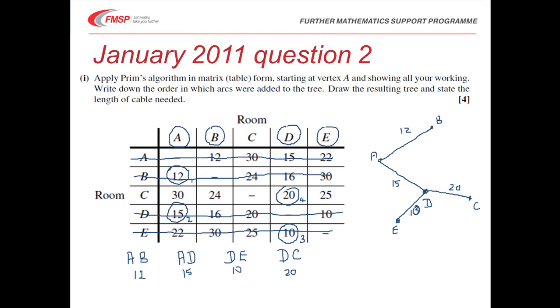So it said, apply Prim's algorithm, starting at A, showing all your working. Write down the order in which the arcs were added. So this was the order here. So that was the order in which we added them. Draw the resulting tree and state the length of the cable. So that's the last thing we've got to do. So the length of the cable, if we add those together, is 57 meters.